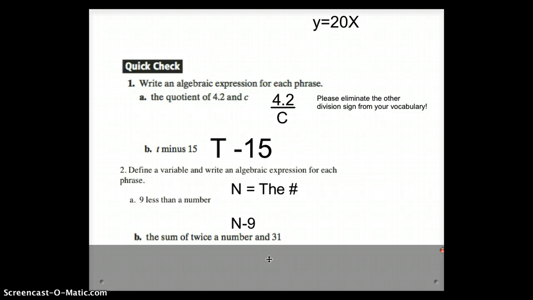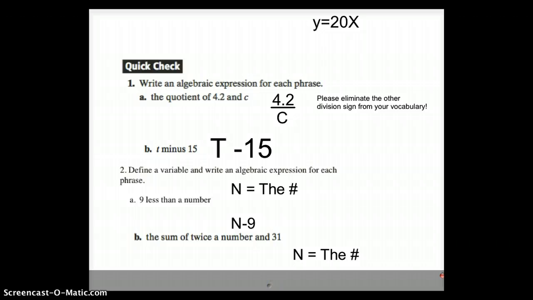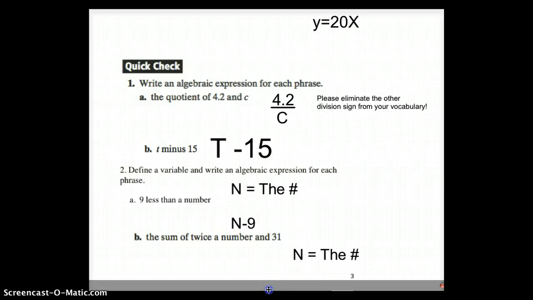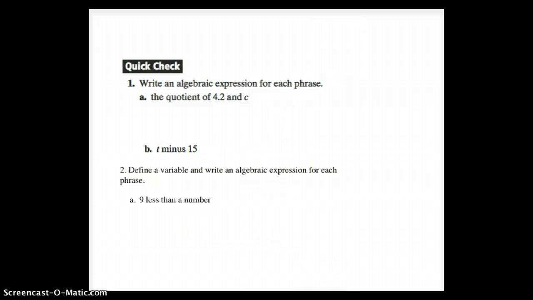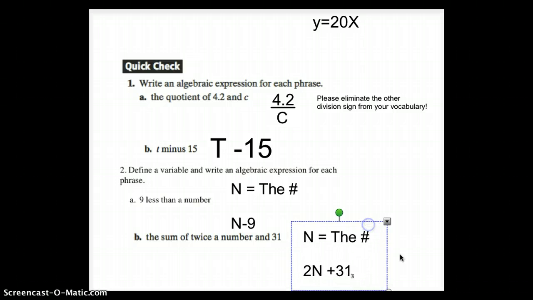The sum of, okay, so sum, adding, we're going to add twice a number and 31. Well, twice a number is 2 times that number, okay? And again, I defined my variable as n, so we're going to do twice the number, and then move this little box up a little bit. Twice a number plus 31. That is the sum of 2 times a number and 31.